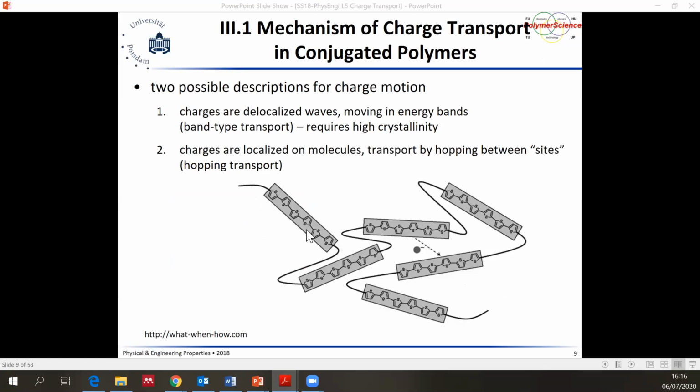Now, the mechanism of charge transport. As I already said, instead of having a very neat band-like structure in conjugated materials, we have energy levels that are different to one another in terms of both energy and space.